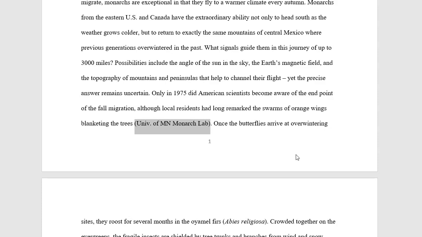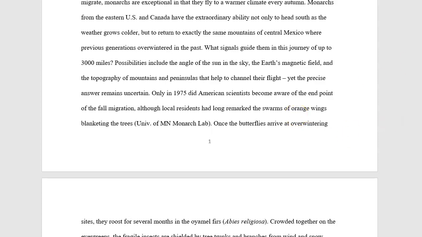So I got the information in this paragraph from the University of Minnesota Monarch Lab. They have a website, so I'm citing that website in my parenthetical citation. And the reason I'm not listing a page number is because websites often don't have page numbers, so you don't need to put one.